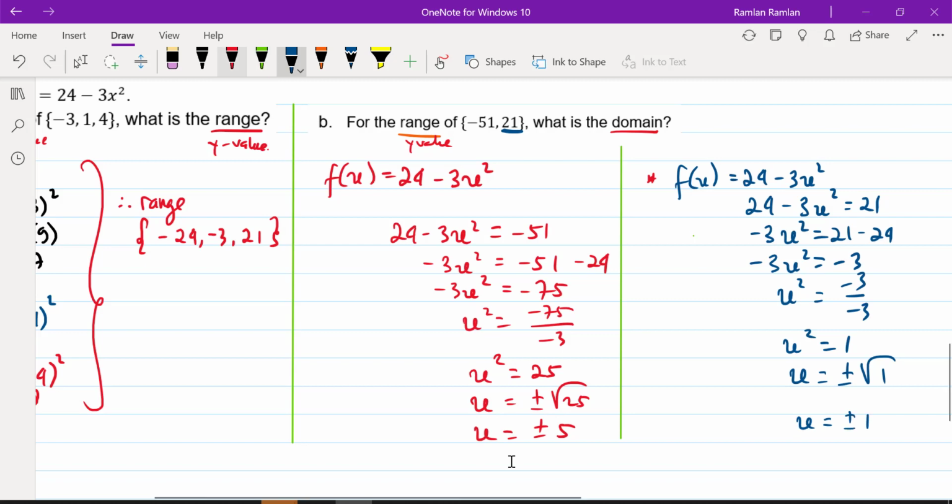So in conclusion, the domain values are -5, -1, 1, and 5. So we have the four values: minus 5, plus 5, 1, and -1. Okay, so we have four values of the domain.